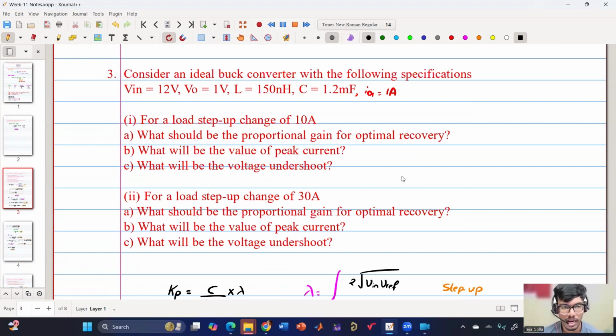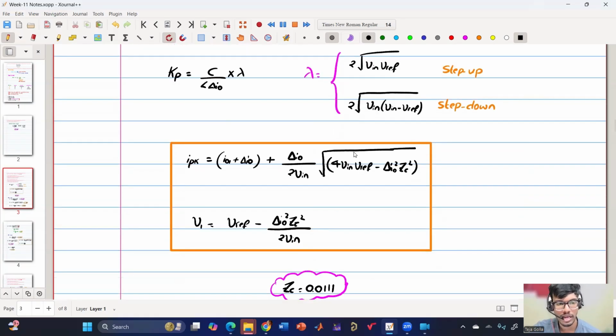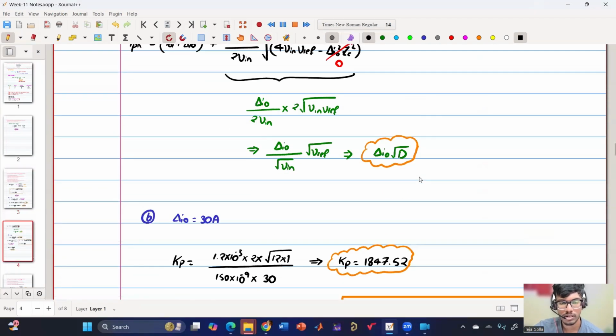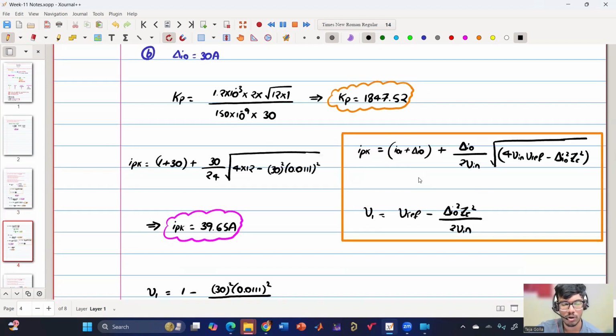So I have given an ideal buck converter with some specifications, and for this load transient, how to calculate these values. I have given the formula here, which you might have to remember for solving assignments as well as the final question paper. Using this formula, we have calculated KP as well as I peak and voltage undershoot, and we have seen how it is dependent on delta I naught. Depending upon delta I naught, these values may increase or decrease, depending on whether they are directly or inversely proportional. We have considered two sets of load transients, and we have seen how things are changing.